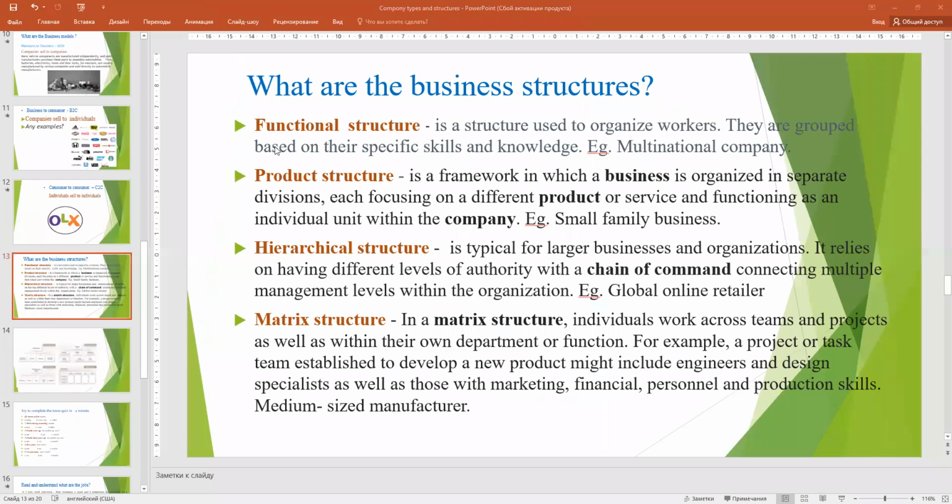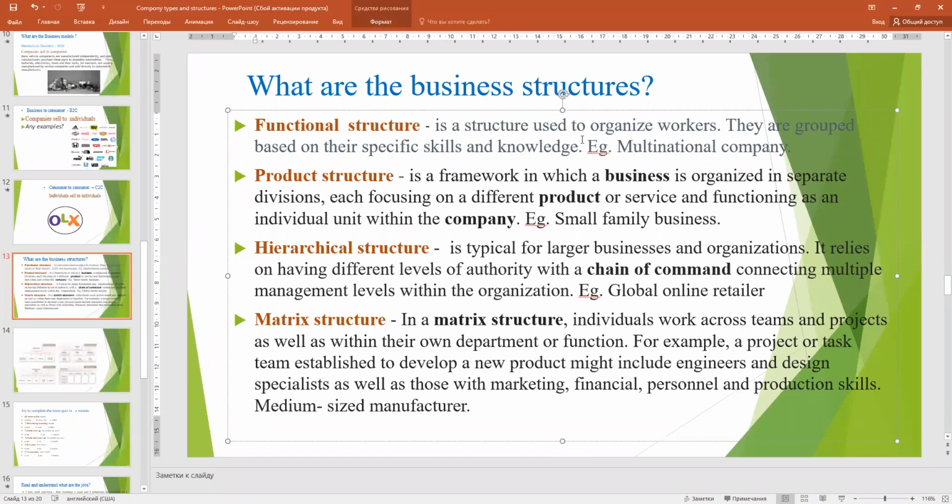The first business structure is a structure used to organize workers. They are grouped based on their specific skills and knowledge as well. For example, a multinational company. This kind of company includes multinational and also multiracial workers. For example, English people, Russian people can work in a company. These are called multinational companies.